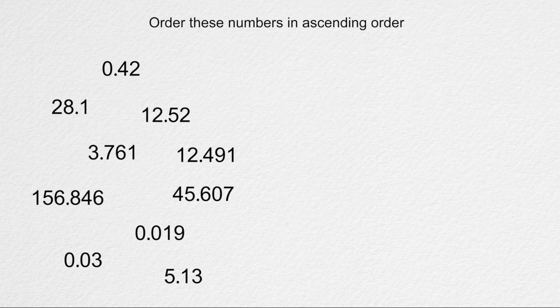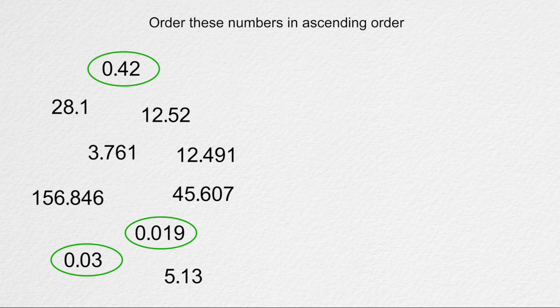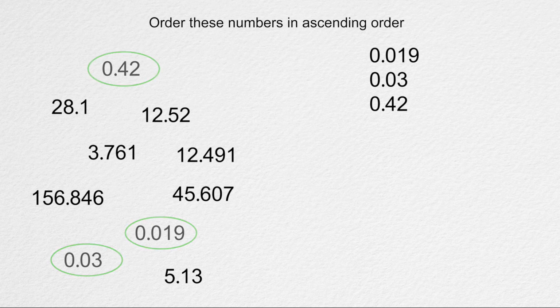I'm going to begin by looking at the numbers that are less than 1. So these are the numbers that begin 0 point something. Here they are circled. I immediately see that 0.42 has 4 tenths, whereas the other numbers have no tenths. So 0.42 is the largest of these 3 numbers. And I can see that 0.019 has 1/100th, whereas 0.03 has 3/100ths. So the smallest number is 0.019, followed by 0.03, and then 0.42.